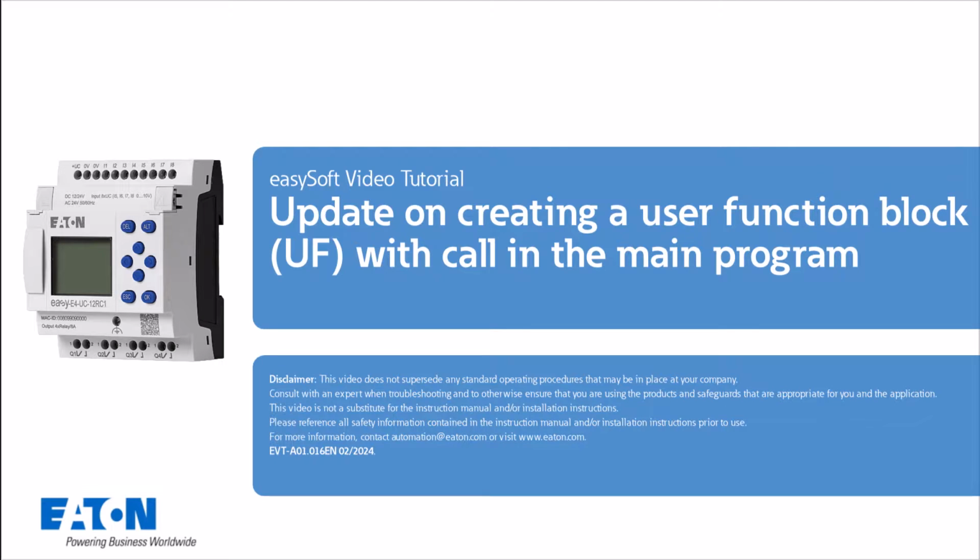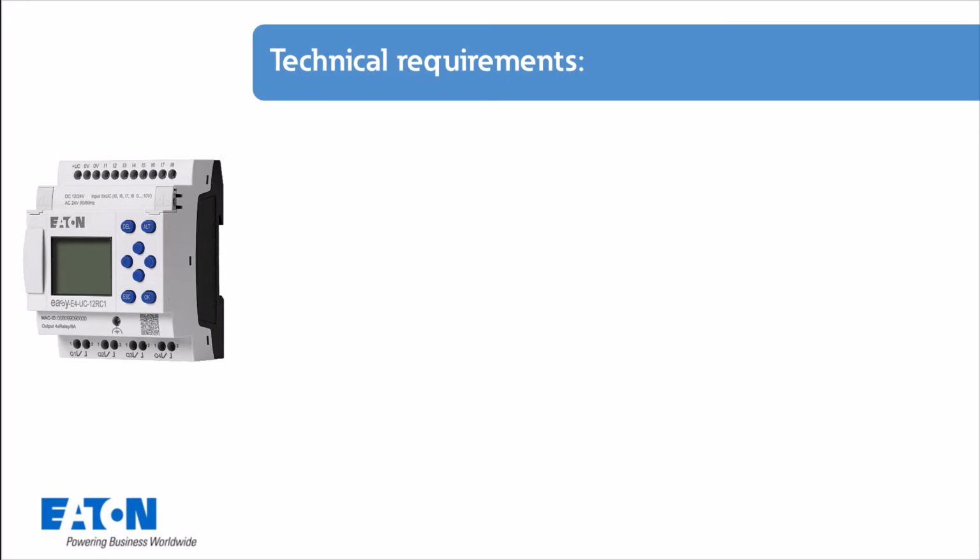Welcome to the tutorial Update on creating a user function block UF with call in the main program. The user function block is a latching circuit with integrated fault display. The following technical requirements must be met.